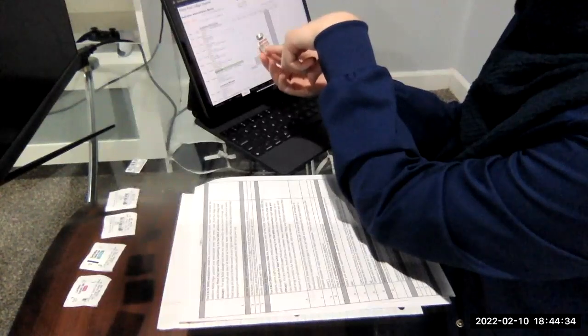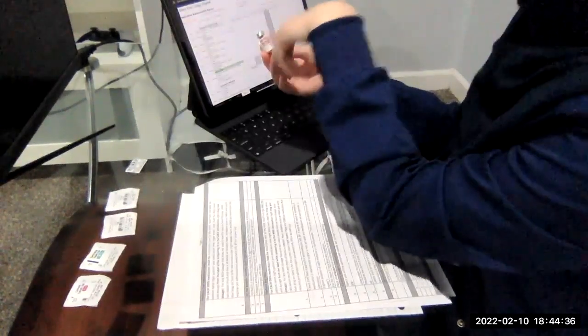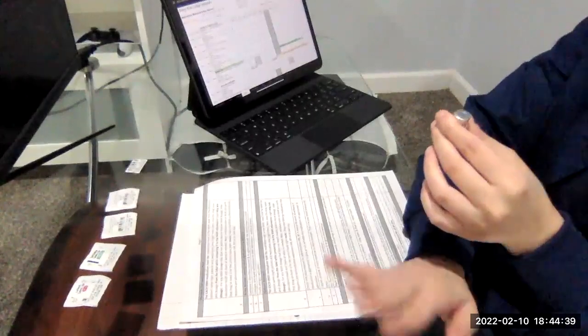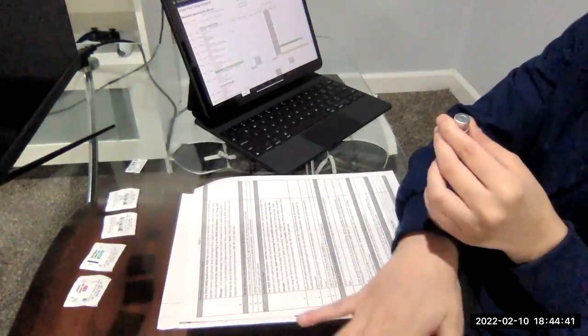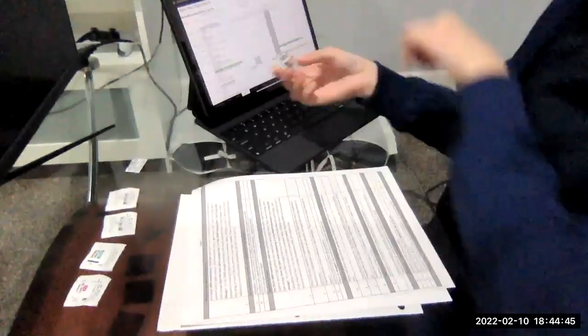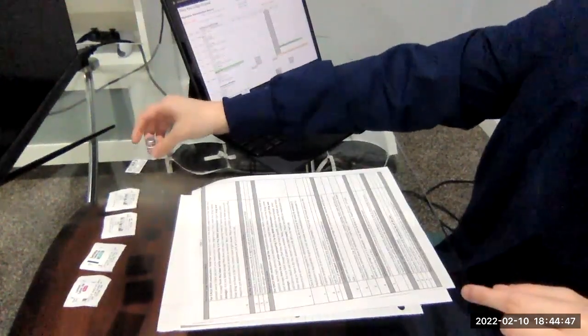This is heparin, 10,000 units, so it's a multi-dose vial. I'm going to have to do the math on that, which I already did. Make sure your math is correct: 0.5 milliliters. Okay, I'm correct. So I'm going to administer 0.5 milliliters of that.